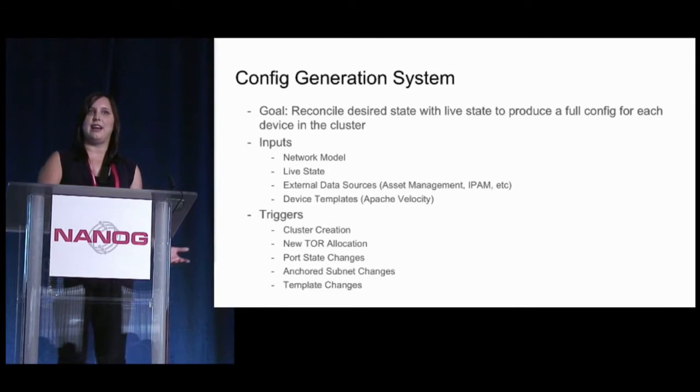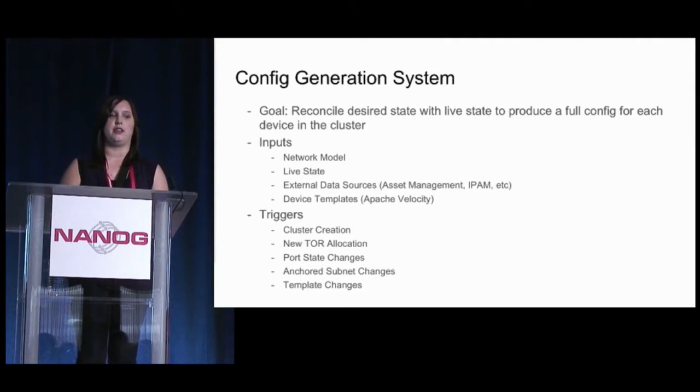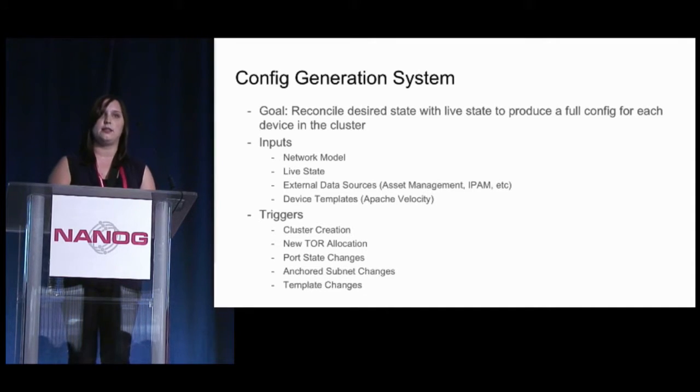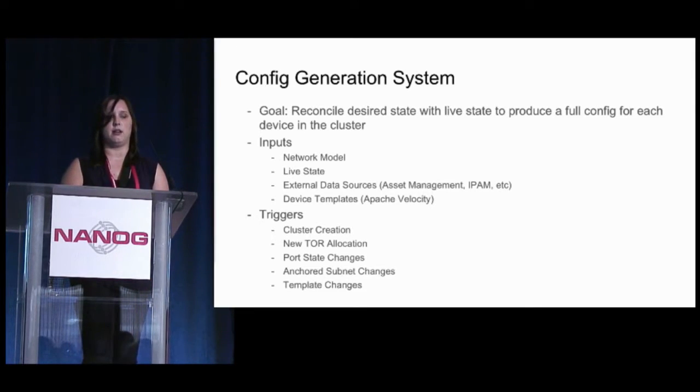Great, so we've got our live data, we've got our desired state. We now need to morph those into something we can push to the devices. The goal of any config gen system is to produce a config, but as I mentioned, we do need to get that live state in there. So our config gen system takes in several inputs. It takes in our network model, so that's our desired state. It takes in our live state. It also references some of our external data sources, things like our asset management system, our IPAM system, et cetera. And it then populates our device templates. We happen to use Apache Velocity in our case, but Jinja 2 would also be a great solution for this.